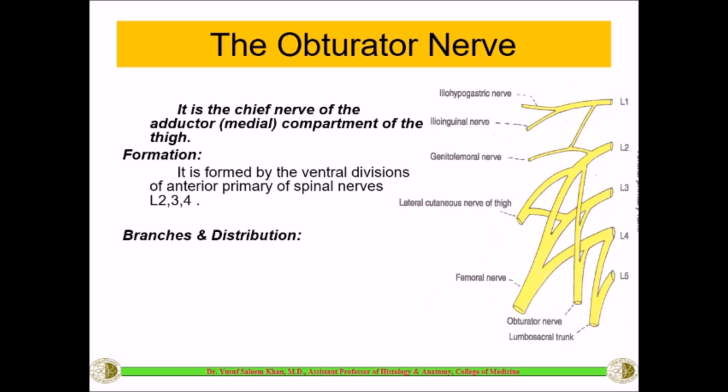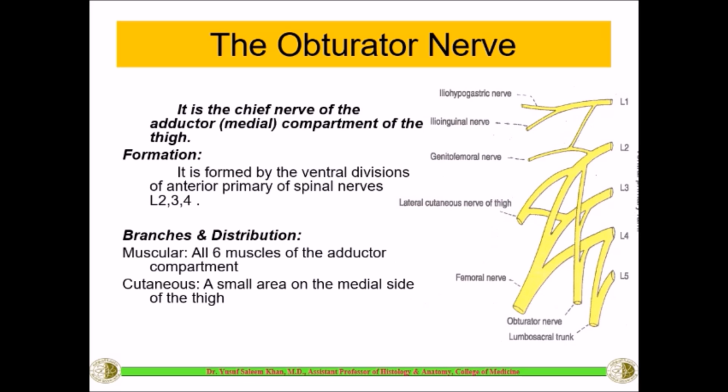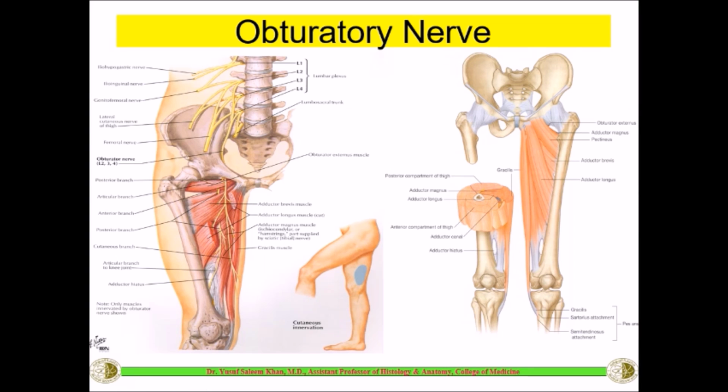What are the branches and distribution? The branches, as you have already seen, will be supplying all 6 muscles of the adductor compartment, that is the pectineus, adductor longus, brevis, magnus, as well as gracilis, as well as the obturator externus. And as cutaneous branches, it will be supplying a small area on the medial side of the thigh. If you can see here, this is the area supplied by the obturator nerve on the skin.